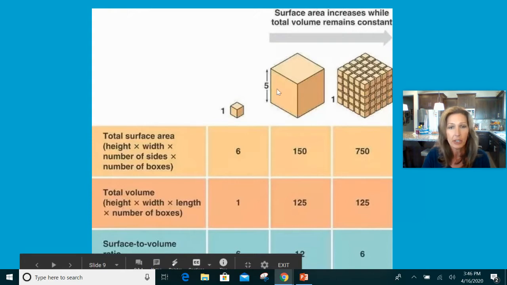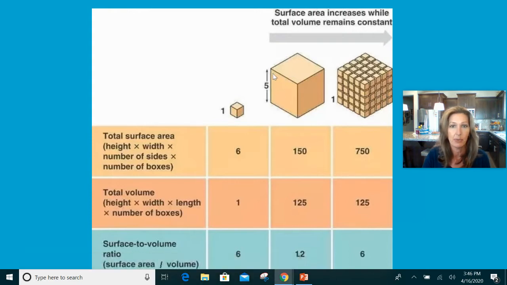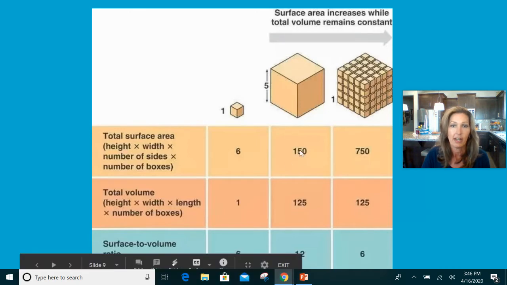Now, if I increase this box size by 5 times, so now I've got a 5 by 5 by 5 box, well, now all 6 sides added together, because I take my area of one side and multiply that by all 6 sides, is now 150. My volume, which is now 5 times 5 times 5, is 125. My surface area to volume ratio now is 1.2. So I have definitely decreased my surface area to volume ratio greatly in this process.